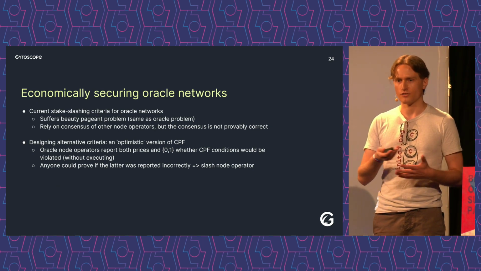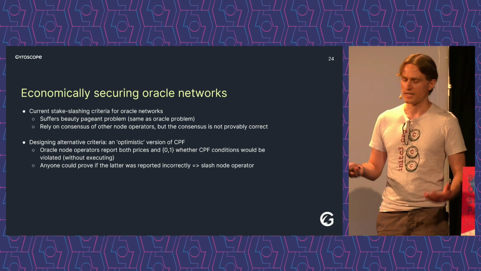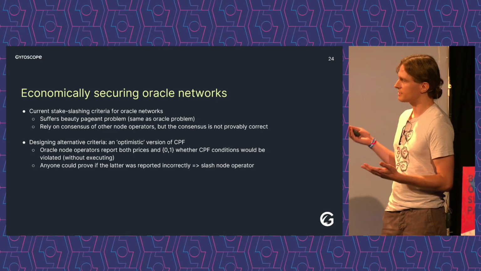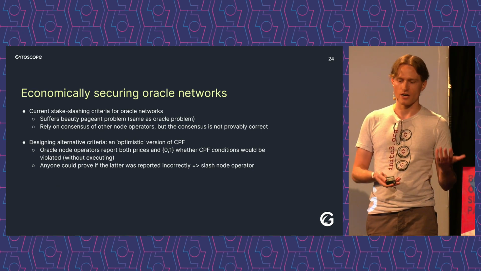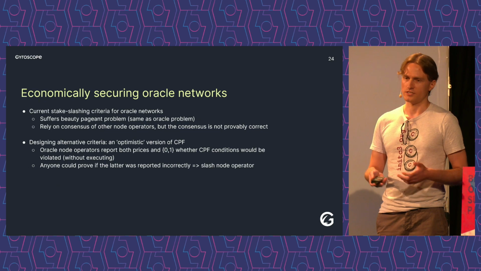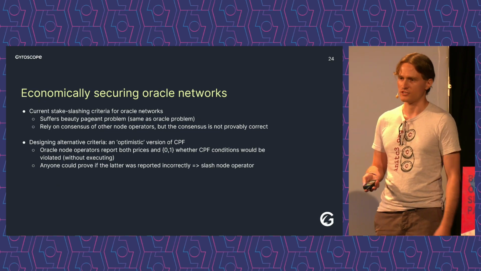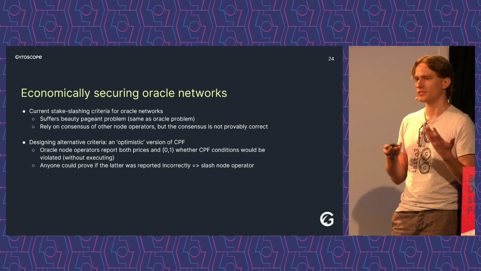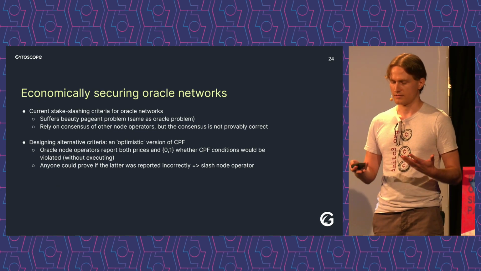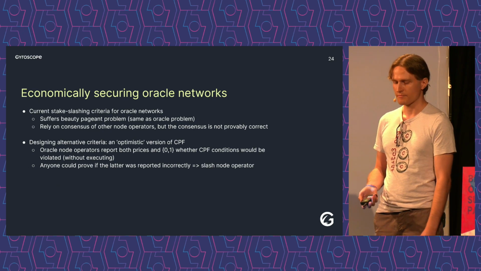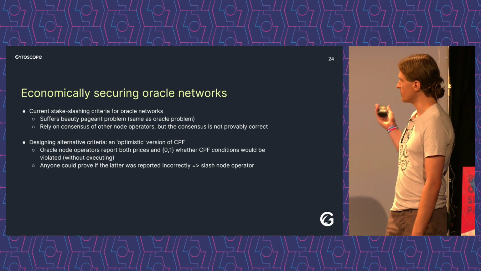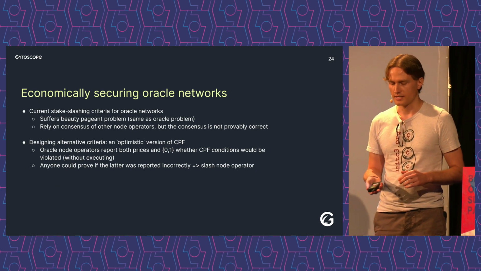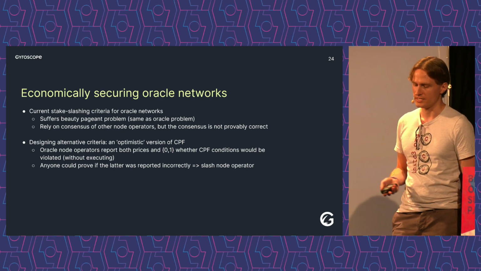basically suffer the same sort of Oracle problems that we were trying to tackle in the first place, something like the beauty pageant problem. It relies on the consensus of other node operators to do the slashing, but that consensus isn't provably correct and could be wrong, and you could collude to do something that's not the correct slashing outcome. The way we think these methods can help address that is that you could use it to design an alternative criteria.